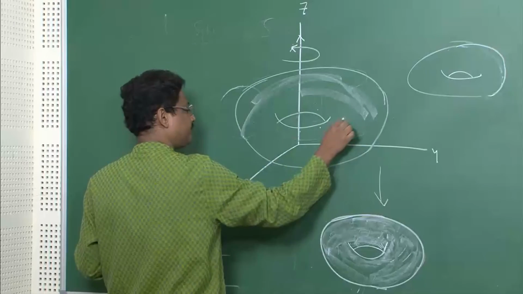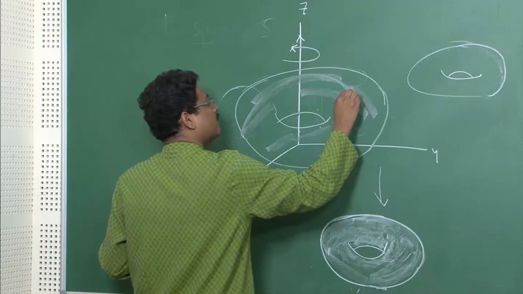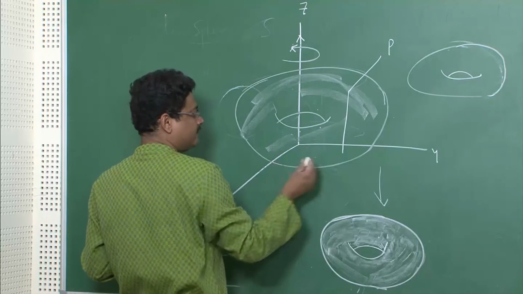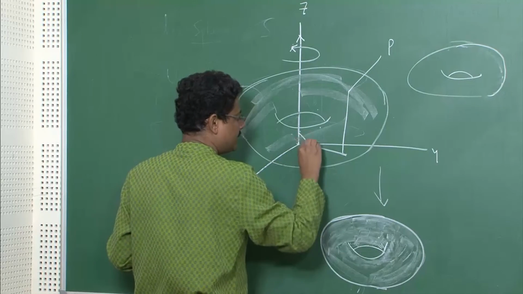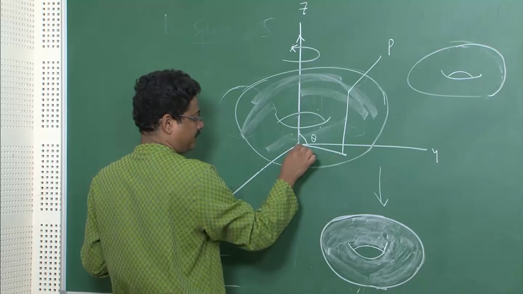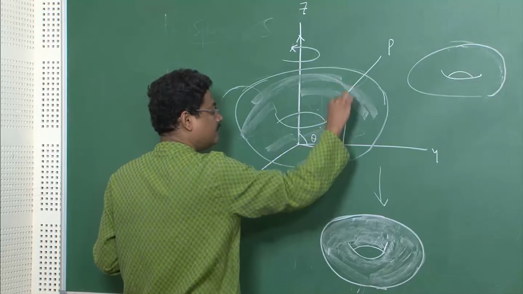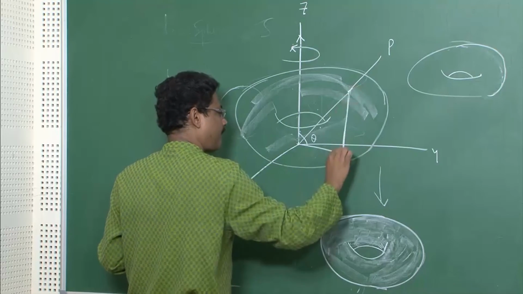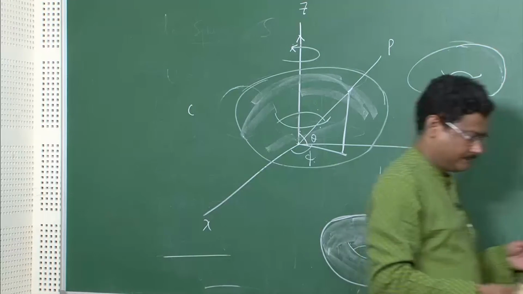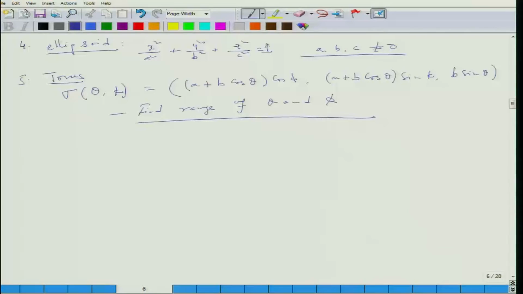This is the surface. For a particular point P, project it onto the xy plane; theta is this angle, and phi is the angle between the x axis and the z axis. Okay.